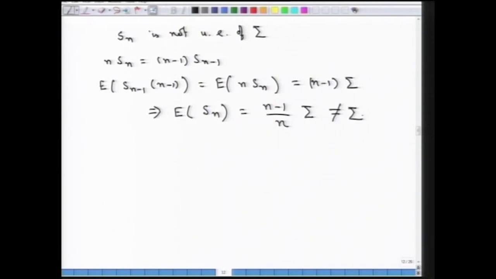So, this proves that though S_{n-1}, the sample variance covariance matrix with a divisor n minus 1, is an unbiased estimator of sigma, however, this S_n is not an unbiased estimator of sigma. However, as n goes to infinity, this will be an unbiased estimator, and hence this S_n will be an unbiased estimator in the limit.